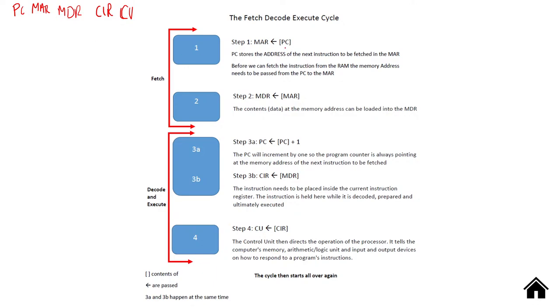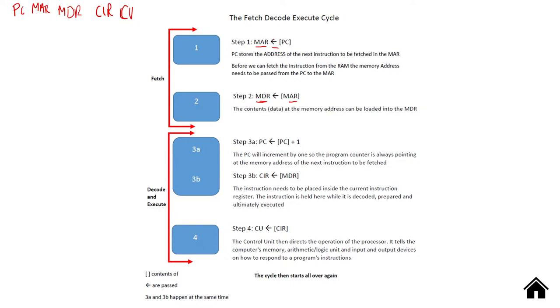Well, the first thing is that the program counter passes the information over to the memory address register. The memory address register passes the address where the data needs to be collected from to the memory data register.